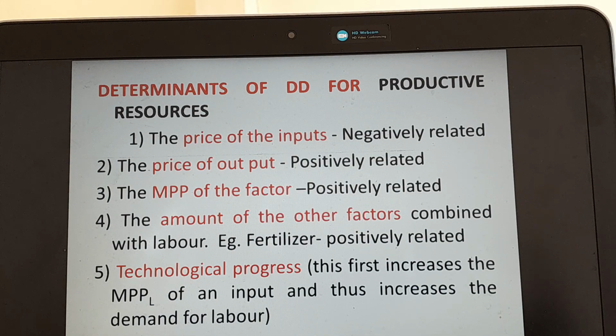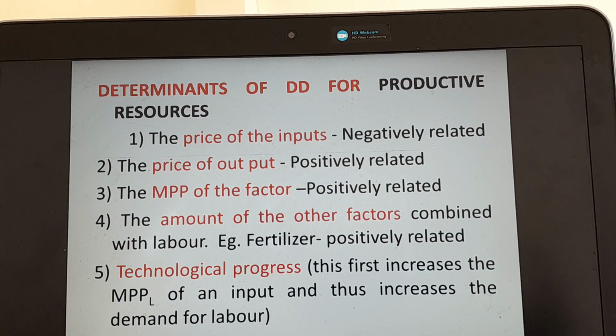When the price of output increases and the demand for input also increases, that means they are positively related. The marginal physical product of the factor: the demand for factors of production and marginal physical product. When the marginal physical product of a factor increases, that means additional production of a factor increases, the demand for factors of production also increases. So they are positively related.